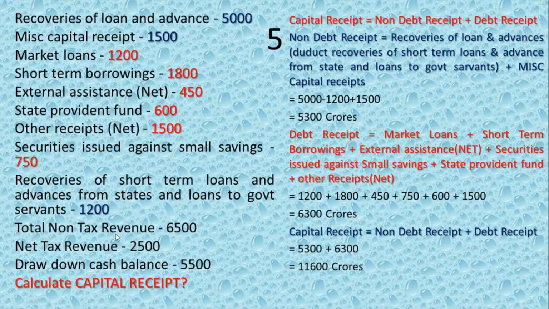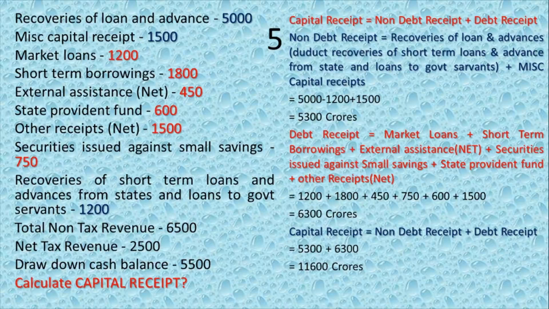Total non-tax revenue 6,500 and net tax revenue 2,500. Drawdown cash balance is 5,500. So calculate the capital receipt. Capital receipt is given by the formula non-debt receipt and debt receipt. Addition of both these receipts is capital receipts.